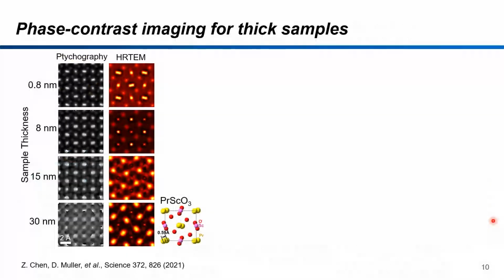So for the phase contrast imaging methods, there is an interesting problem because of the multiple scattering of electrons. For thick samples, the contrast and the resolution of these phase contrast imaging methods will be affected, and it's hard to get an interpretable image from thick samples. For example, here by simulation from ptychography and high resolution TEM, you can see that when the sample is thicker than around 10 nanometers, it's hard to get an interpretable image.